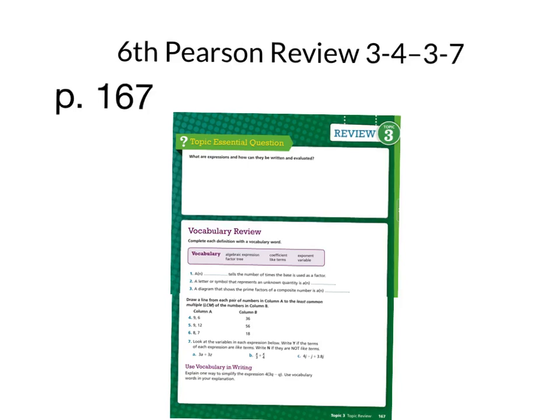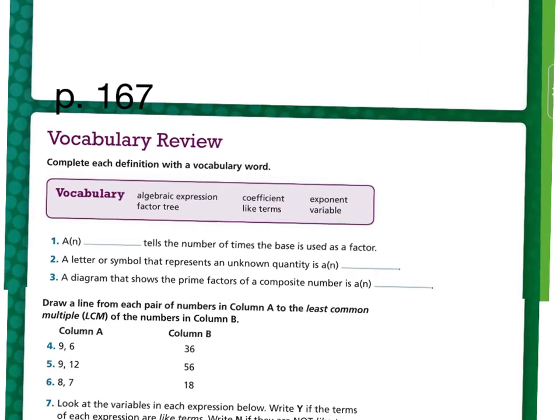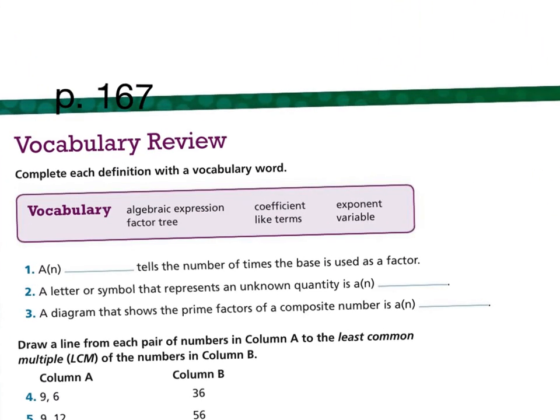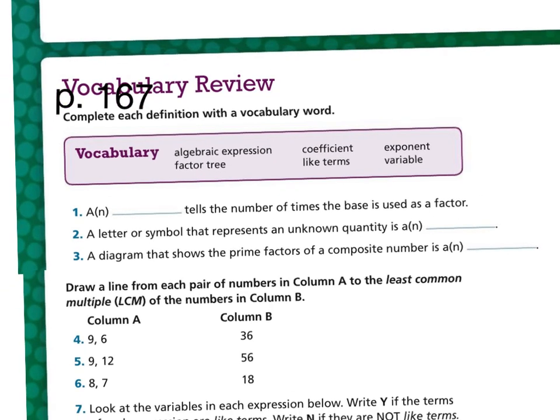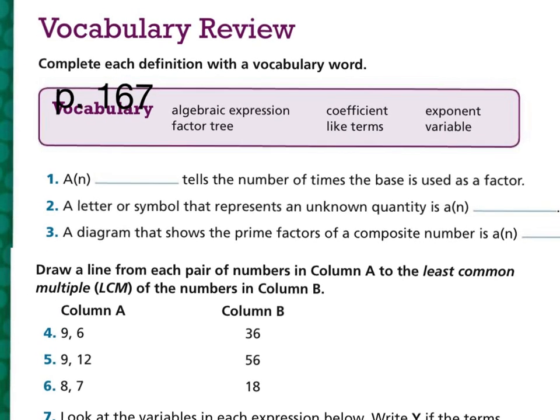We're going to do some review here, lessons 3.4 through 3.7. If you look at page 167, some of the stuff on here is stuff we've already talked about from earlier in the chapter, but we'll go look at a few things here. If you look at the vocabulary, we're going to go to number 2. Number 1 was an exponent. That was from the first part of the chapter.